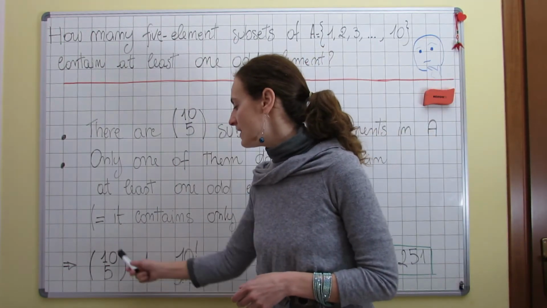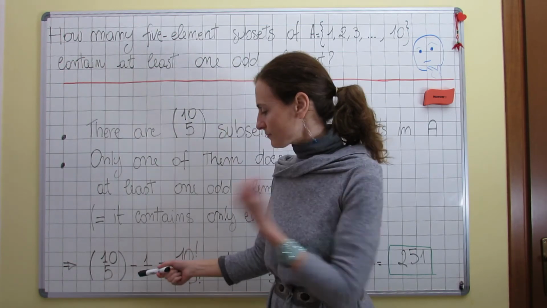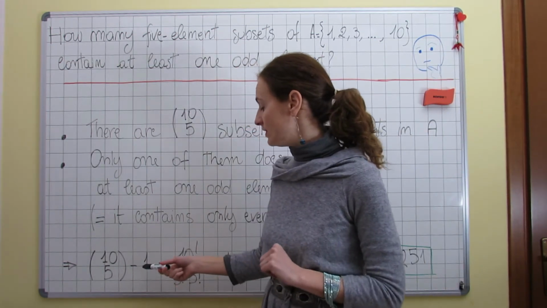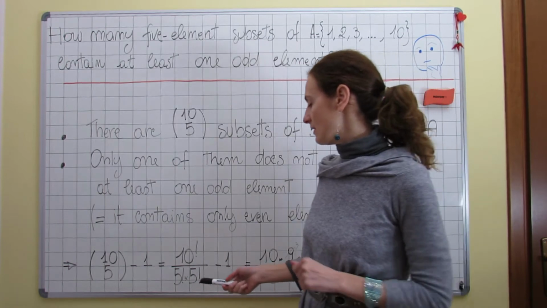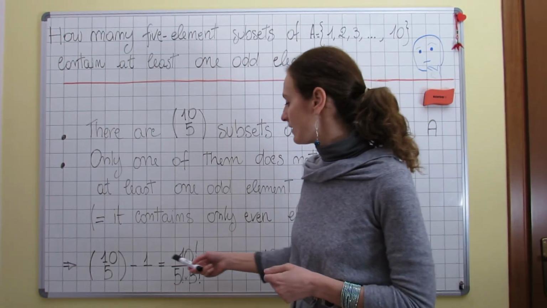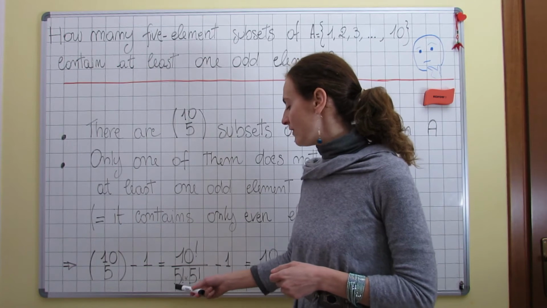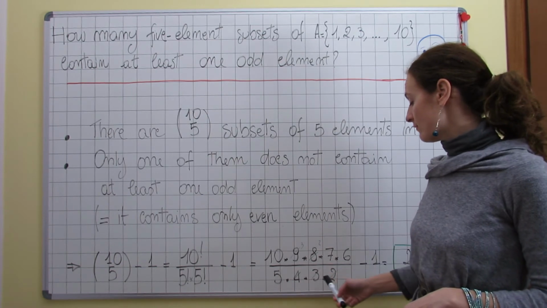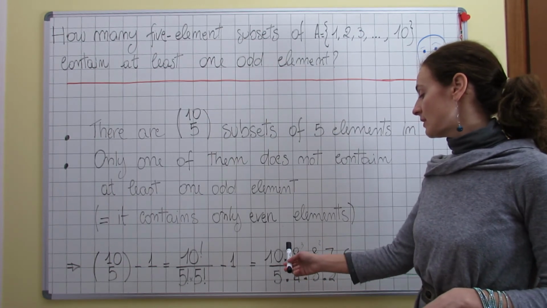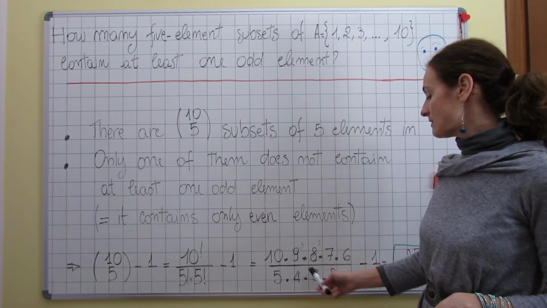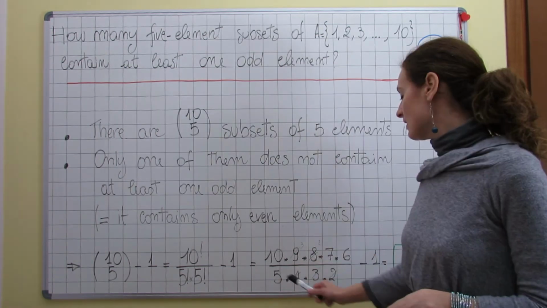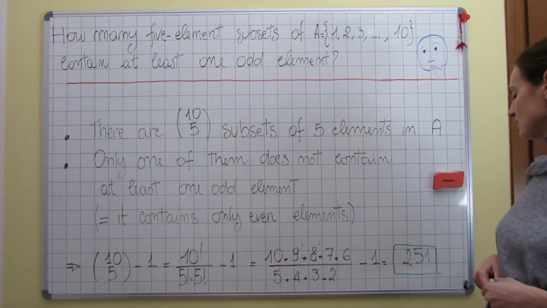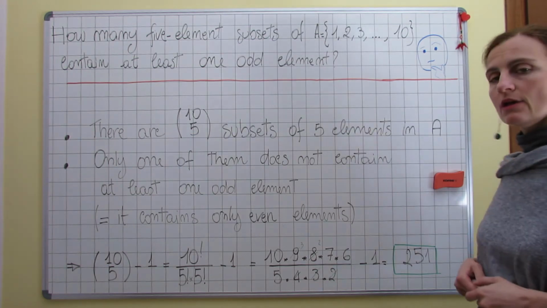And so it's 10 binomial 5. You take one away because it is the only subset that does not fulfill the condition, and you just solve, making your calculation. So 10 factorial divided by 5 factorial times 5 factorial, minus 1. So 5 times 2 is simplified with 10, 4 is simplified with 8, 3 is simplified with 9, and you get 252 minus 1, it's 251.